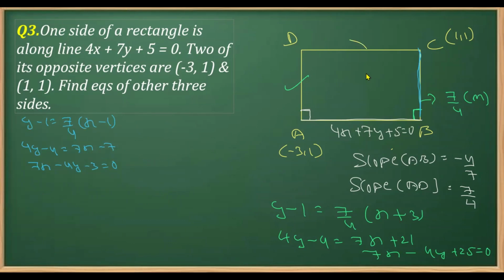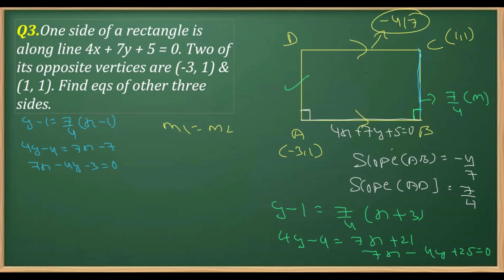Now we are left with DC. Now look into this. AB and DC are equal, and you know that when two lines are equal, their slopes are also equal. So the slope of DC is going to be the same as AB, and the slope of AB is minus 4 over 7.